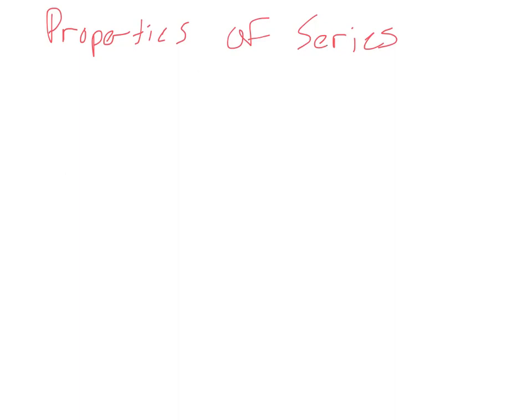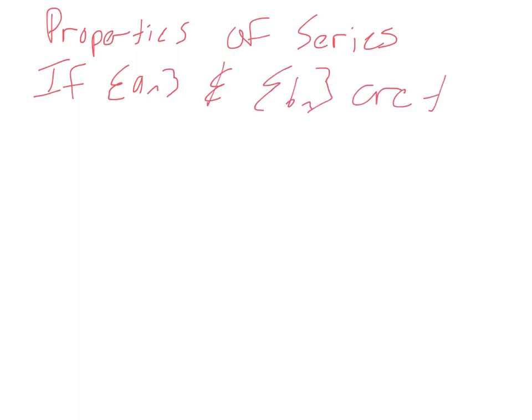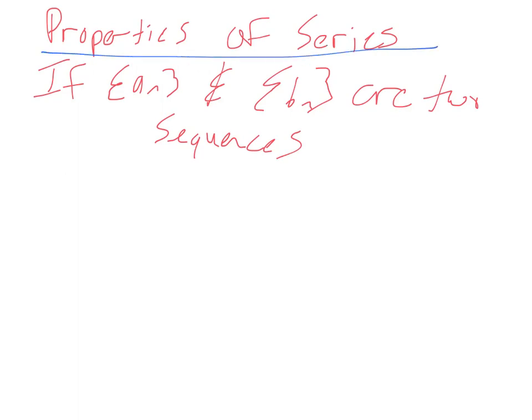Right, so let's say a sub n and b sub n are two sequences, right? Let's make that look like a 0 there. Whoops, wrong color.